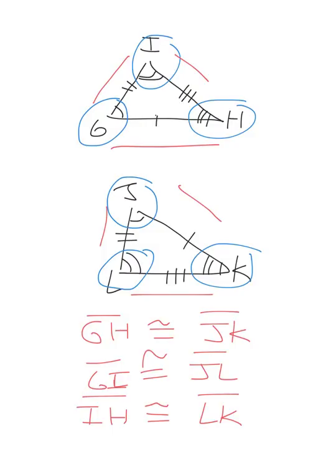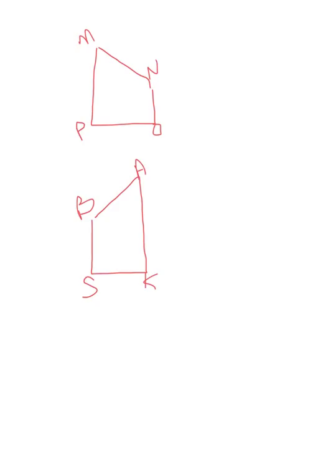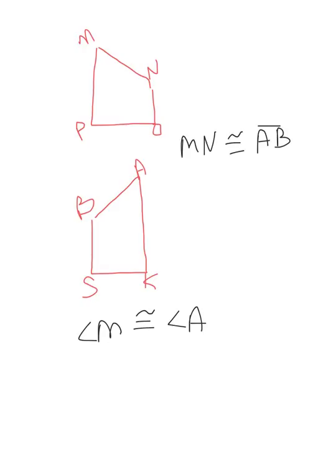I want you to pause the video and do Got It on page 523. Let's start with angles. Notice angle M has one tick mark, as does angle A. So angle M is congruent to angle A. Notice as we follow along, MN is the diagonal, as is AB. So we also know that MN is congruent to AB, which means that angle N is congruent to angle B.